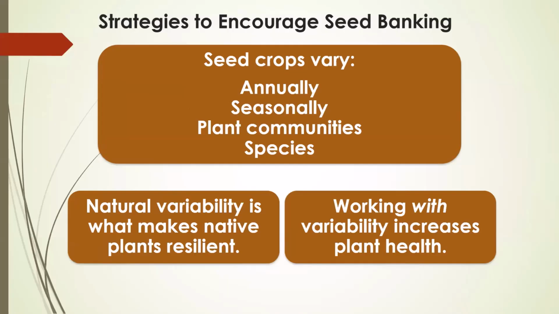You can track the variation through the year, through the season, between plant communities, within plant communities, between species and within species. All of that variation is natural, and all of that variation is what makes native plants and their community resilient to stress, to drought.